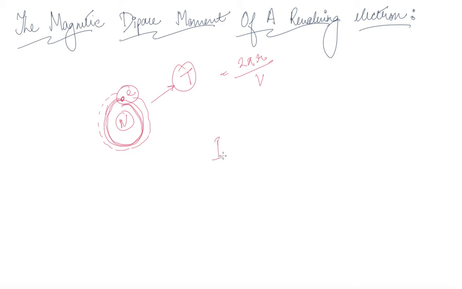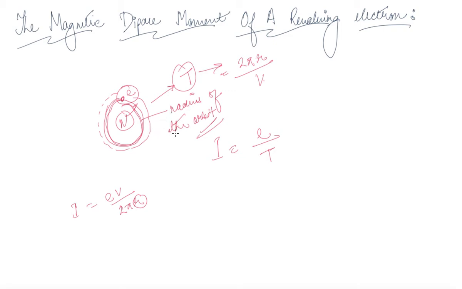Now the current I is given by the total charge, which is e, divided by the time period. We have already established T is equal to this. So the current I is equal to e v upon 2 pi r, if you put T over here and v goes up, where r is the radius of the orbit. So far that is what we have established.